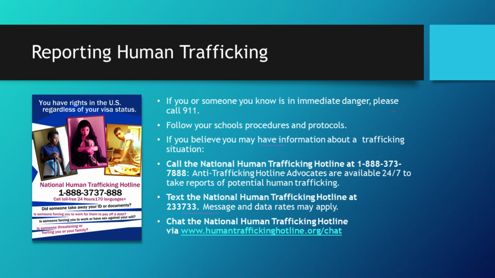If you or someone you know is in immediate danger, please call 911. Follow your school's procedures and protocols. If you believe you may have information about a trafficking situation, call the National Human Trafficking Hotline at 1-888-373-7888. Anti-trafficking hotline advocates are available 24/7 to take reports of potential human trafficking. Text the National Human Trafficking Hotline at 233-733. Or chat the National Human Trafficking Hotline.